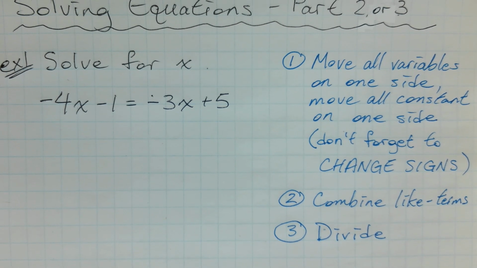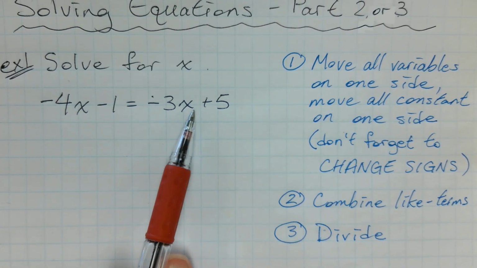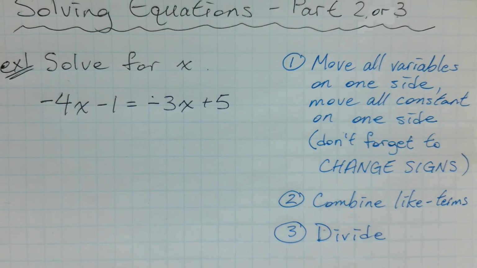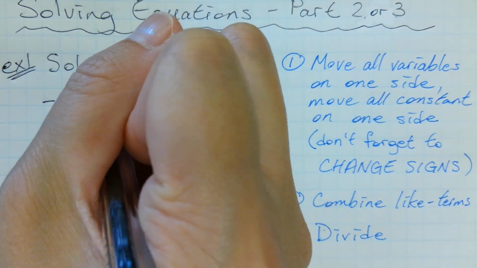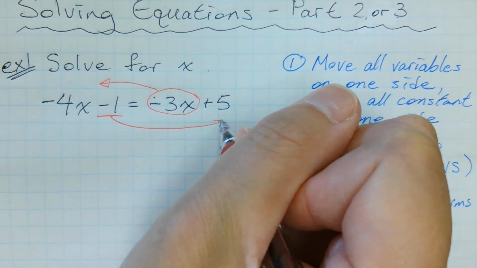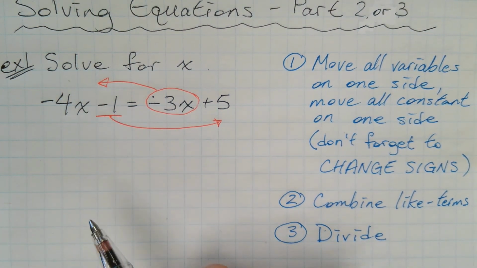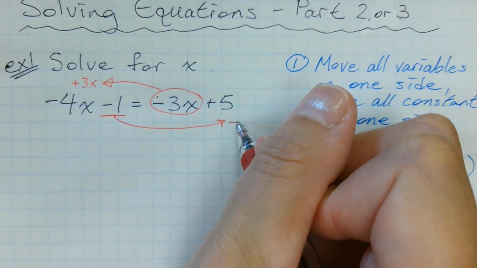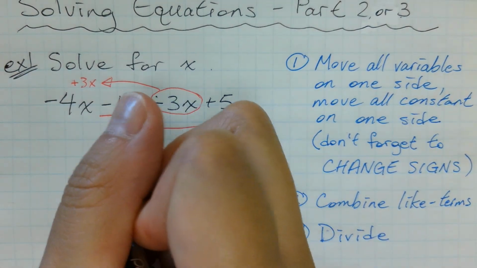What's different with this equation than the ones that we did before is notice there's x on both sides. That looks messy. So let's clean it up by moving all the variables to one side and all the constants to the other. Usually we like to move the variables to the left and number terms to the right. Don't forget to change sign. So negative 3x will become plus 3x. Good. And the negative 1? Plus 1. Good.